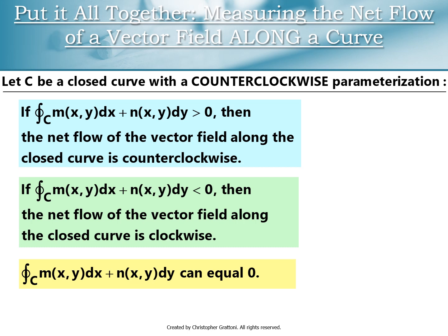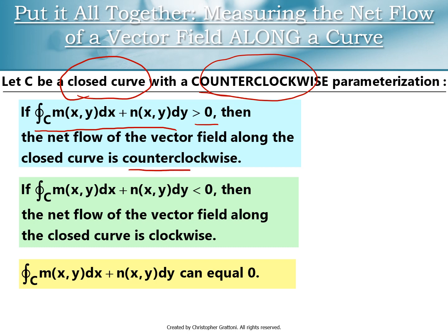All right, so let's put this all together here. So if we compute a path integral along a closed curve that happens to have a counterclockwise parameterization, and if we get a positive result, that means that the net flow of the vector field along that closed curve is in the direction of our tangent vectors, or because of the nature of our parameterization, counterclockwise. Likewise, if you get a negative result, clockwise, and it is always possible for your path integral to compute to 0.